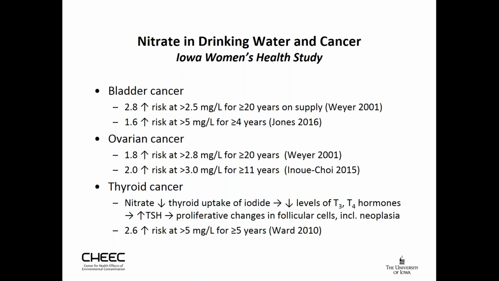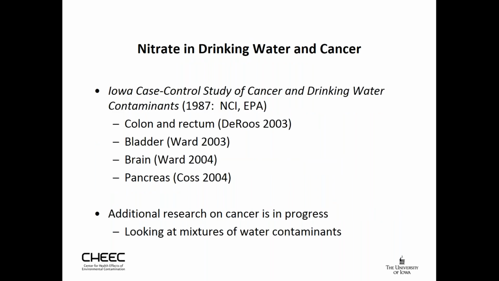The last bullet on this slide is for thyroid cancer. And we see that there again, the biological plausibility is listed under the first dash as to how nitrate works in the thyroid. You see that it decreases the uptake of iodide, which decreases the level of a couple of hormones, which leads to an increase in thyroid stimulating hormone, which leads to changes in the cells, including neoplasia, which leads to cancer. So that research found a 2.6 increased risk for thyroid cancer at 5 milligrams per liter nitrate nitrogen for over 5 years.